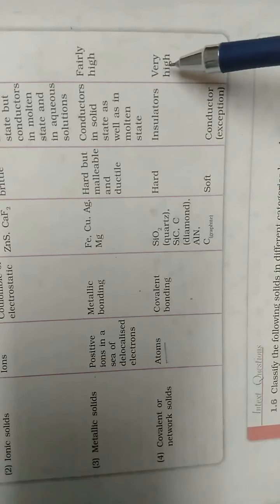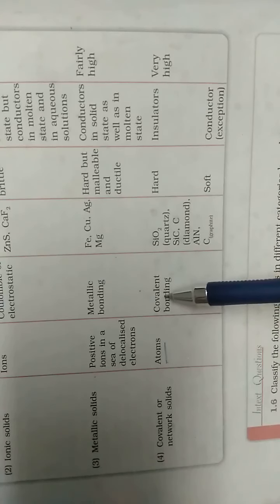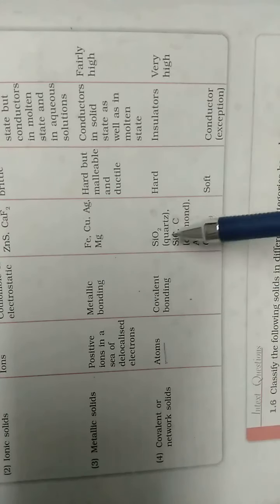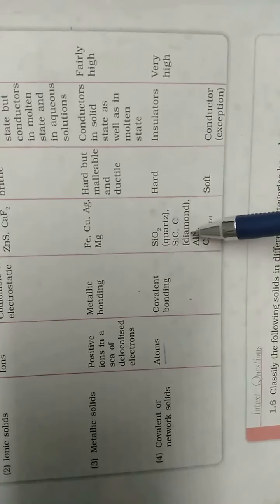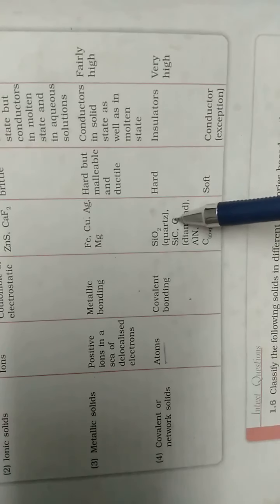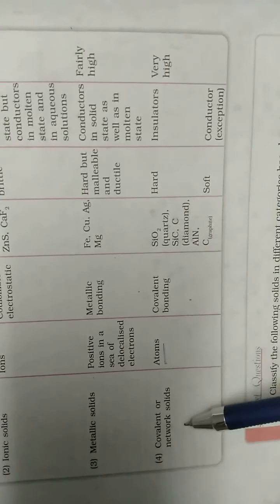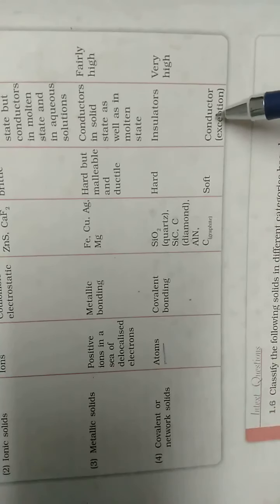So why is the melting point of covalent solids very high? Due to the presence of strong and directional covalent bonding between the non-metal atoms in a covalent solid. Silicon dioxide, silicon carbide, and carbon, which has two forms, diamond and graphite, are hard. Graphite is also an example of a covalent solid, but graphite is soft and it is a conductor of electricity.